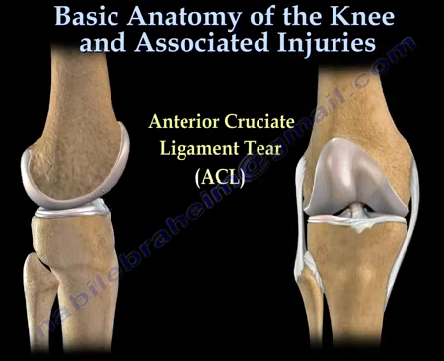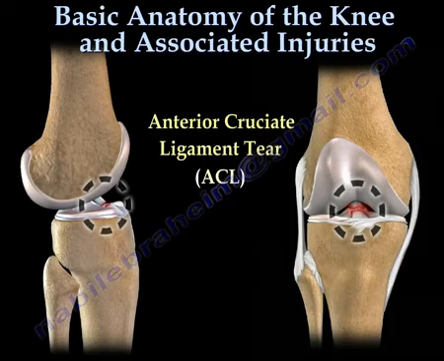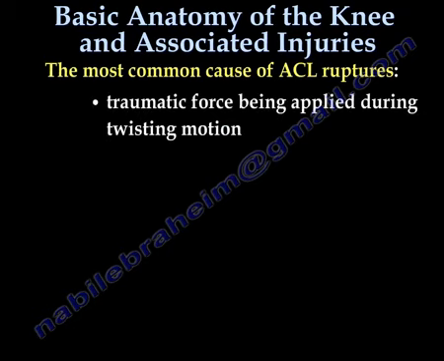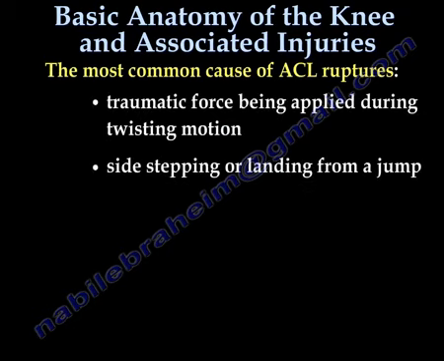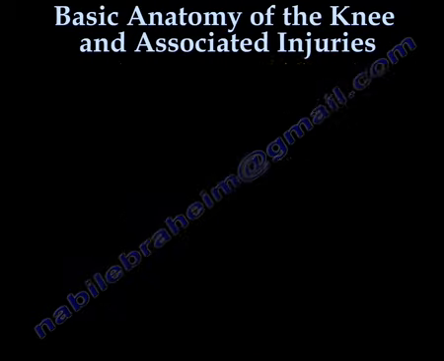When the anterior cruciate ligament is ruptured, anterior translation of the tibia in relationship to the femur will occur. The most common causes of ACL ruptures are due to traumatic force being applied during twisting motion and sidestepping or landing from a jump. The patient will often complain of immediate pain, the knee giving way, and swelling of the knee.